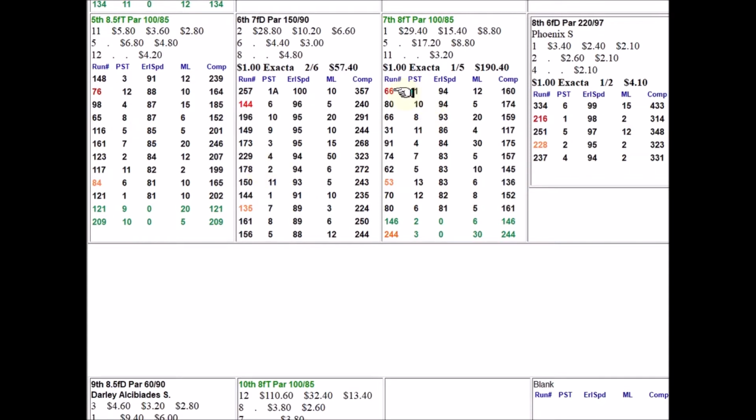Even though the simple pick wins the 7th race, and that is one of a match pair with number 8, and number 5's also in the bunch that came in second. Then the Phoenix Stakes, which was a simple and key horse exacta.